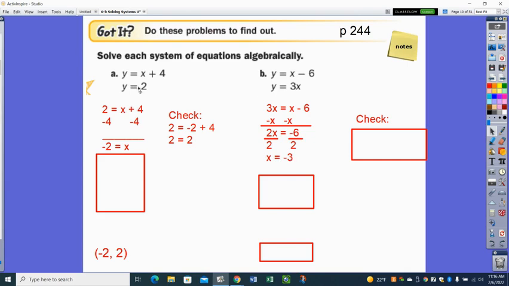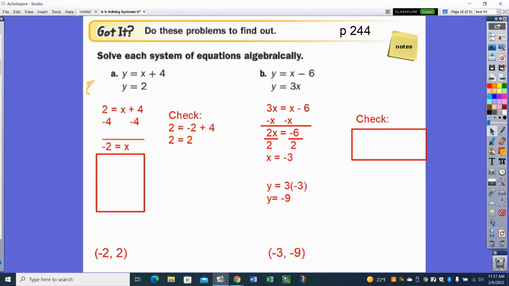So this time they didn't make it so easy. They didn't give it to me. So I have to take that negative 3 and put it in one of the equations, your choice. And I chose to put it in the bottom one because I thought that was a little easier. So I'm going to take 3 times negative 3, and I think the y coordinate is negative 9. So right now, I believe the intersection point, the solution, would be negative 3 comma negative 9.